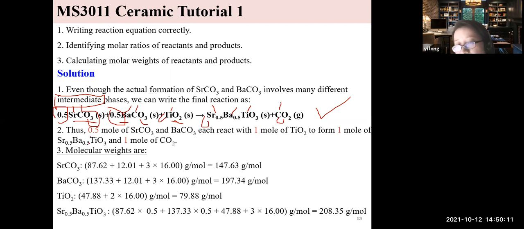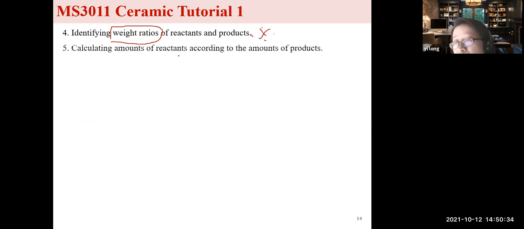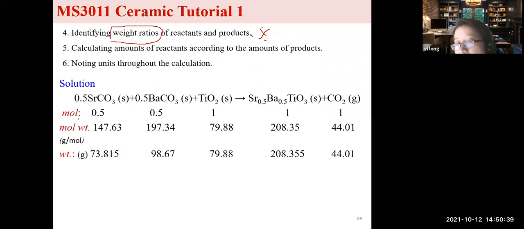Continue. Of course, calculate the molecular weight. But when we come here, the most important step is actually not the molecular weight. It is step 4, which is the real weight ratio. Identify the weight ratio of the reactants and products, then we can calculate the amount according to the amount of products. So how can we get the weight ratio? You simply use molar ratio times molecular weight. This comes from step 2, this comes from step 3, and in the end this is your step 4. You just multiply them together.